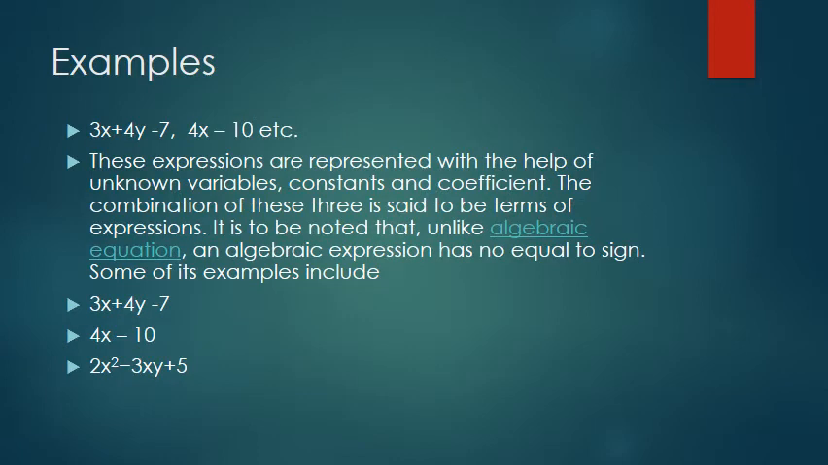Let's understand from some examples. 3x plus 4y minus 7. This is an example of an algebraic expression, which is represented with the help of unknown variables, constants and coefficients. Here the unknown variables are x and y, the coefficient of x is 3, the coefficient of y is 4, and 7 is the constant term.